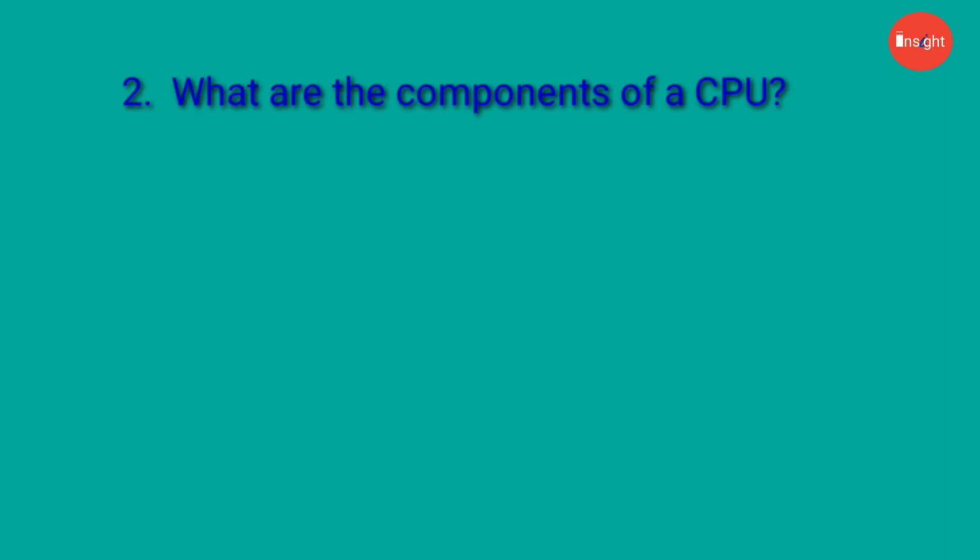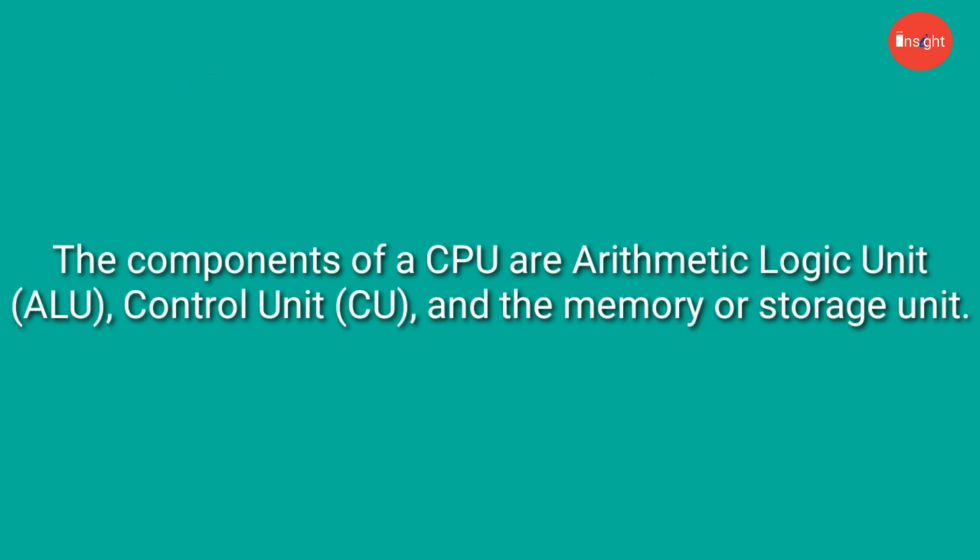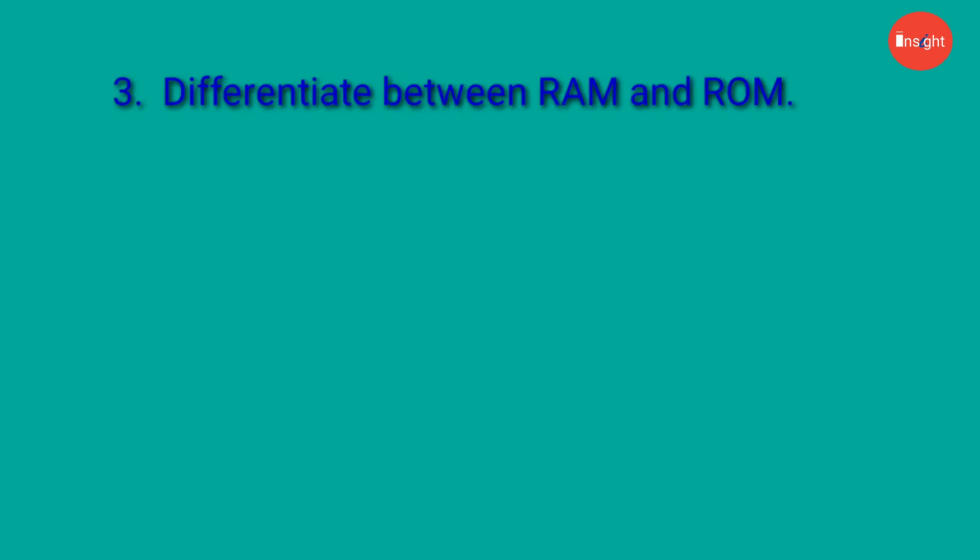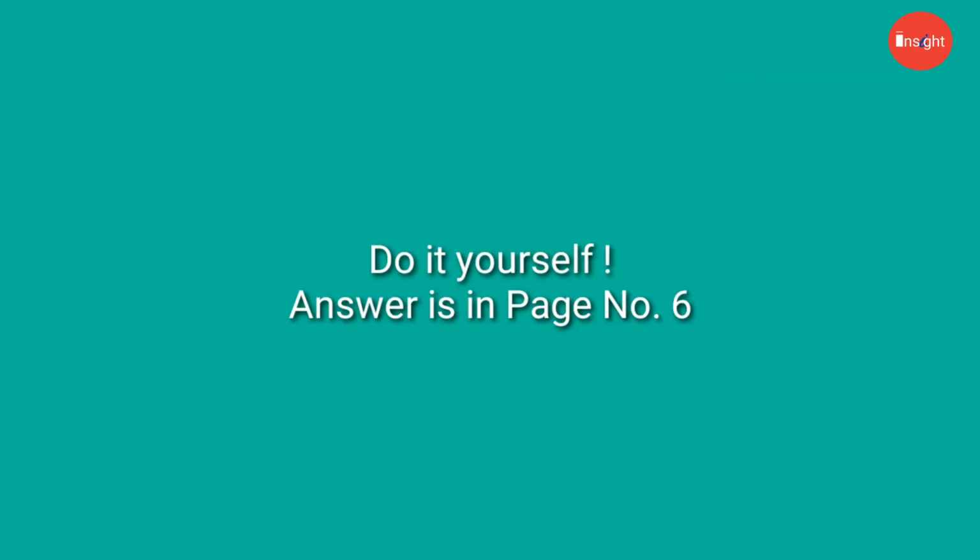Question number 2. What are the components of a CPU? Answer is the components of a CPU are arithmetic logic unit, control unit, and the memory or storage unit. Question number 3. Differentiate between RAM and ROM. This question, do it yourself. Answer is in page number 6.